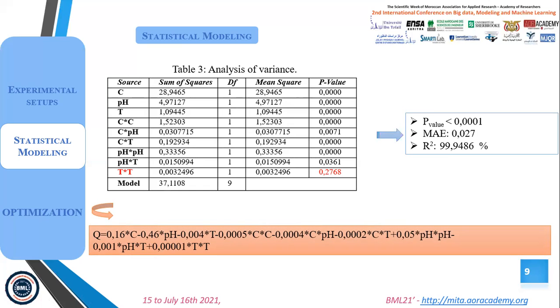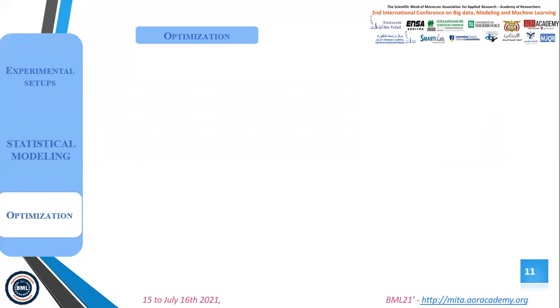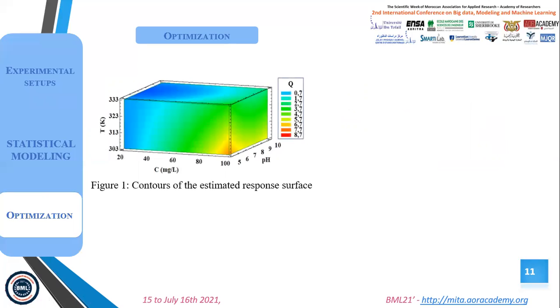Here we have the model expressed as follows. Now, after these results, I'm going to move to optimization setup. This figure shows contours of the estimated response surface.